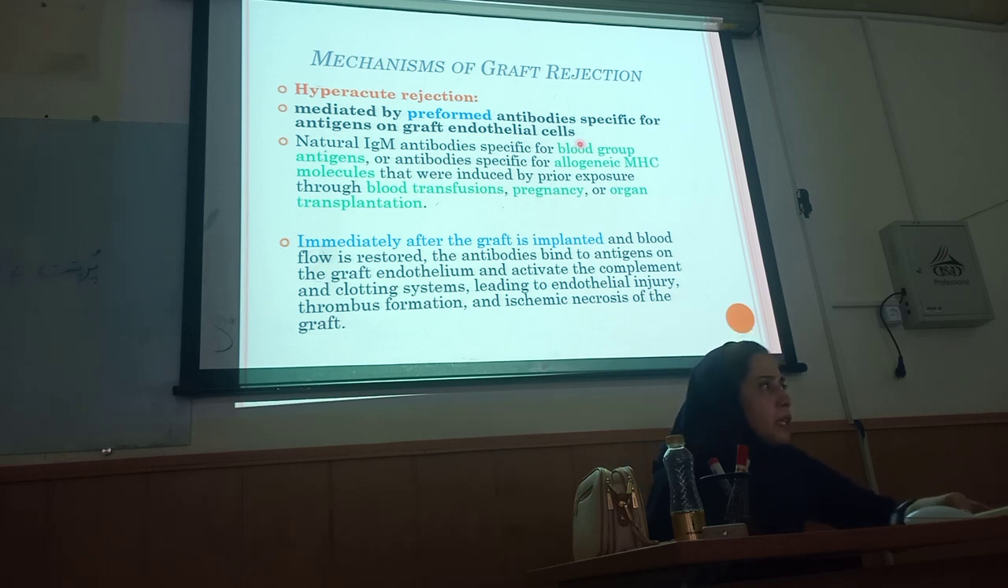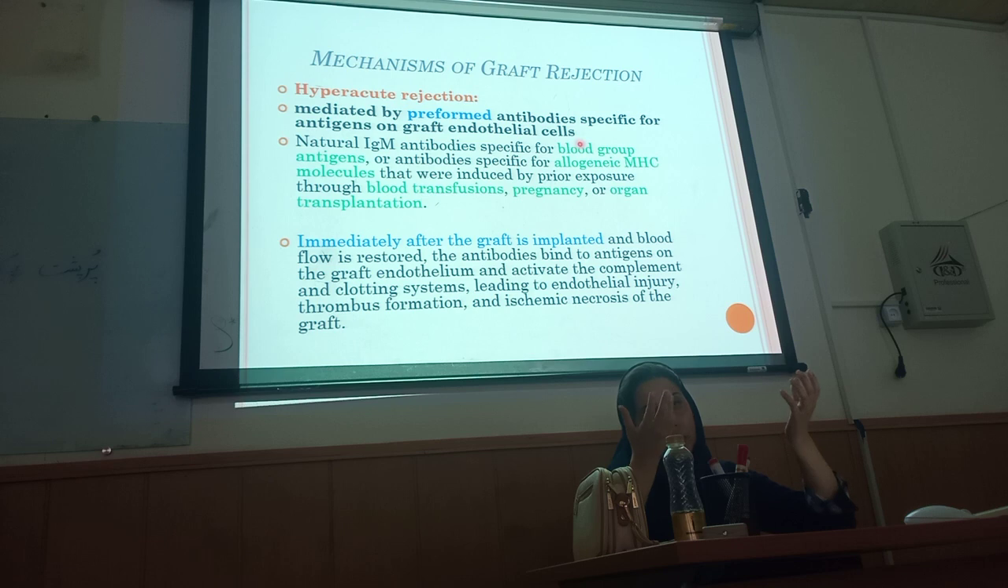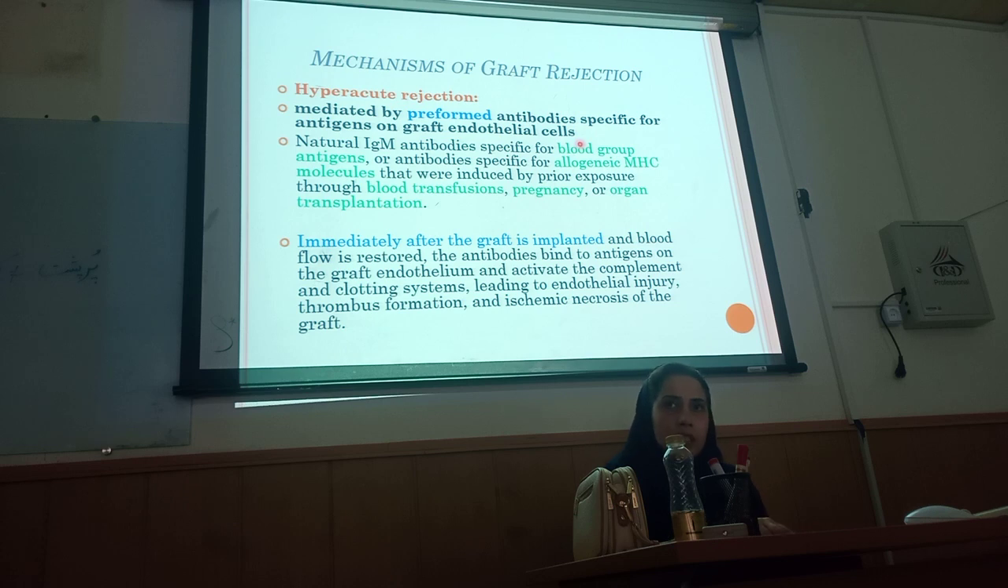So it is because of antibodies to blood group antigens, or if the patient has had previous blood transfusions, pregnancy, or organ transplantation, he or she has some antibodies formed in the body. Did you understand? No? Let me repeat. For example, my blood group is B. I have antibodies to blood group A, and I receive a graft with A antigens. Or I have had a pregnancy, for example, with a fetus.